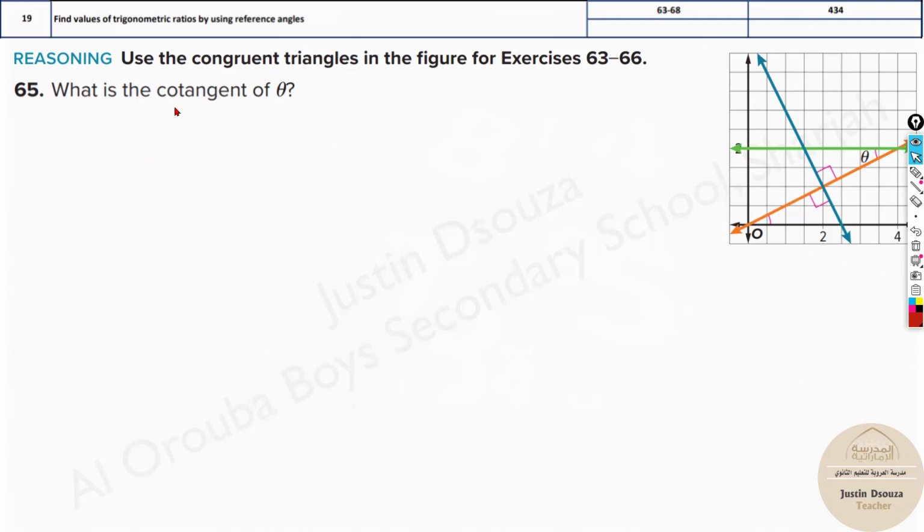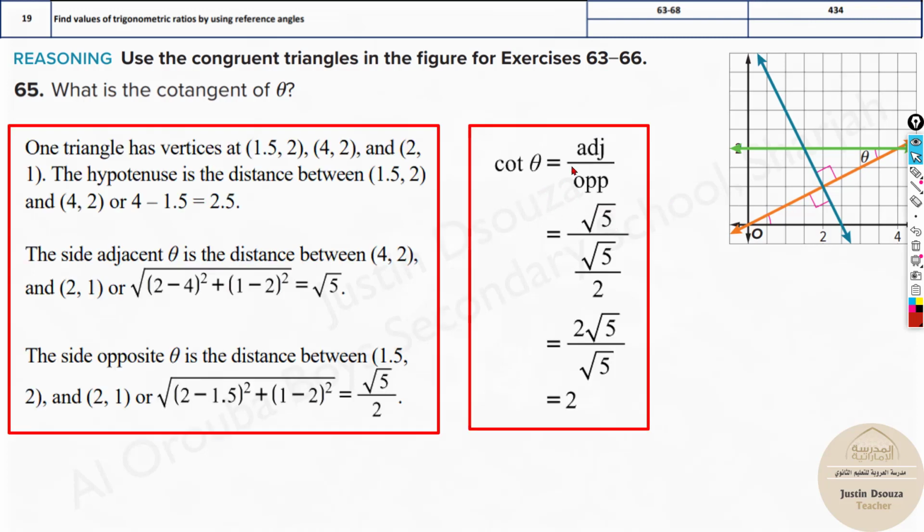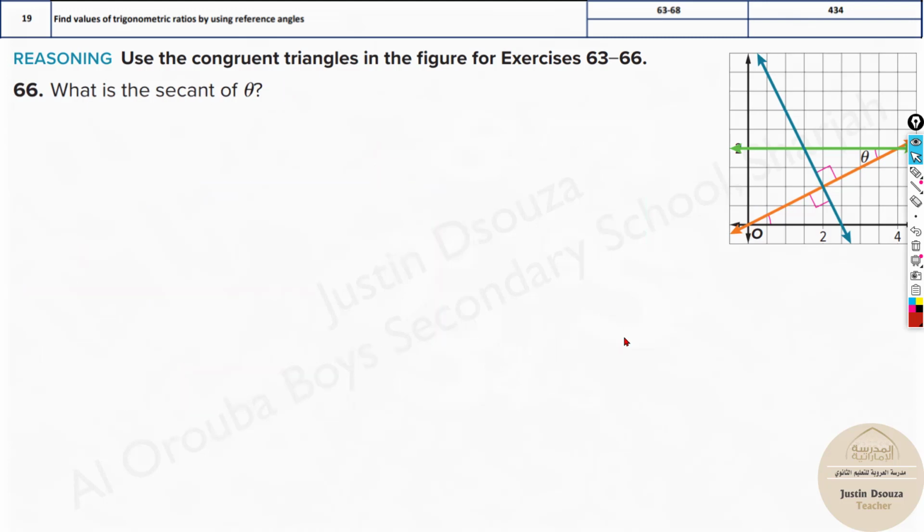Again, similar problem, but it's cotangent this time. That is 1 by tangent, or it can be written as adjacent by opposite. See, adjacent by opposite is the formula. You need to just find it out. It's the same figure, but in exam they might change. You might get two slanted portions, but you can easily use Pythagoras theorem, or you can use the distance formula, whichever is easy for you, and easily solve it up. Same thing over here.